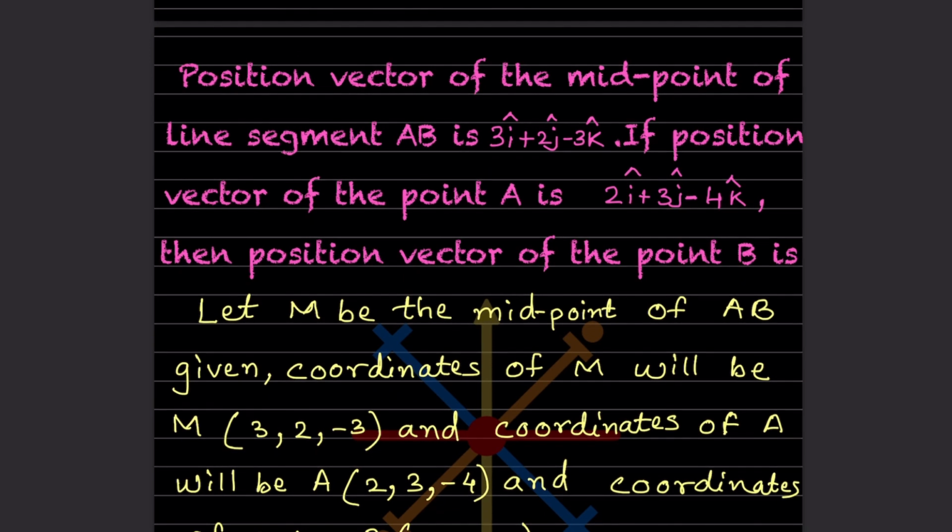Now the next one. This is a position vector of the midpoint of the line segment AB, which is given. The position vector of the point A is given, and we want the position vector of B. So now see here, we can say M is the midpoint of AB. The coordinates of M here are 3, 2 and minus 3, and the coordinates of A are 2, 3 and minus 4. The coordinates of B we don't know, so let us write the coordinates of B as x, y, z.